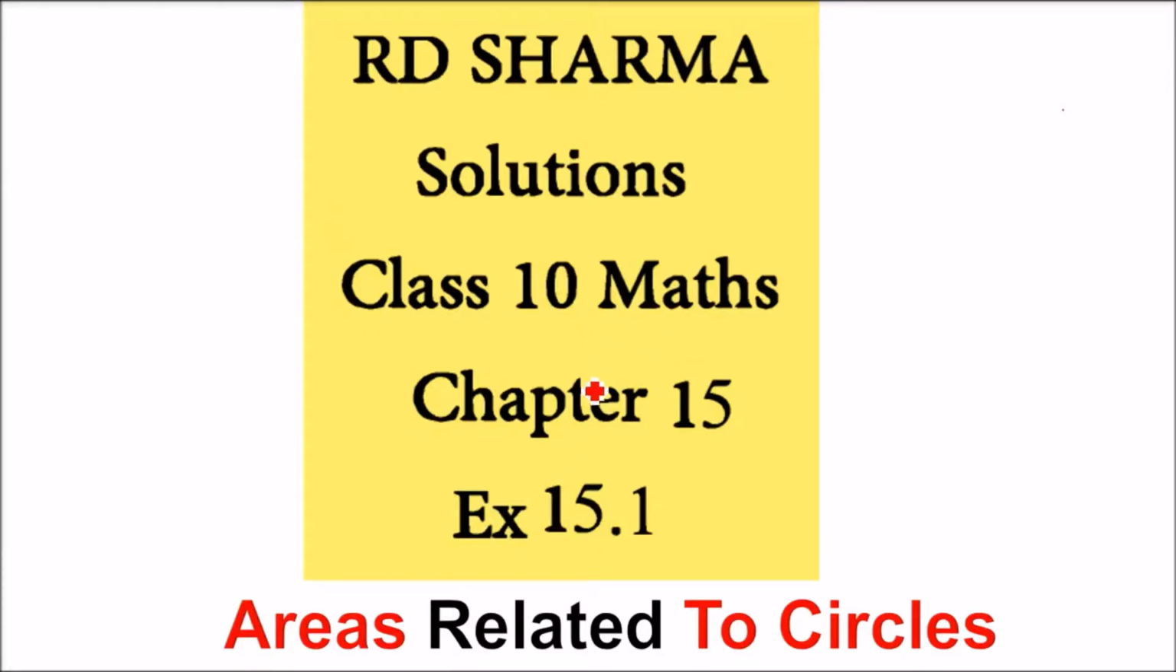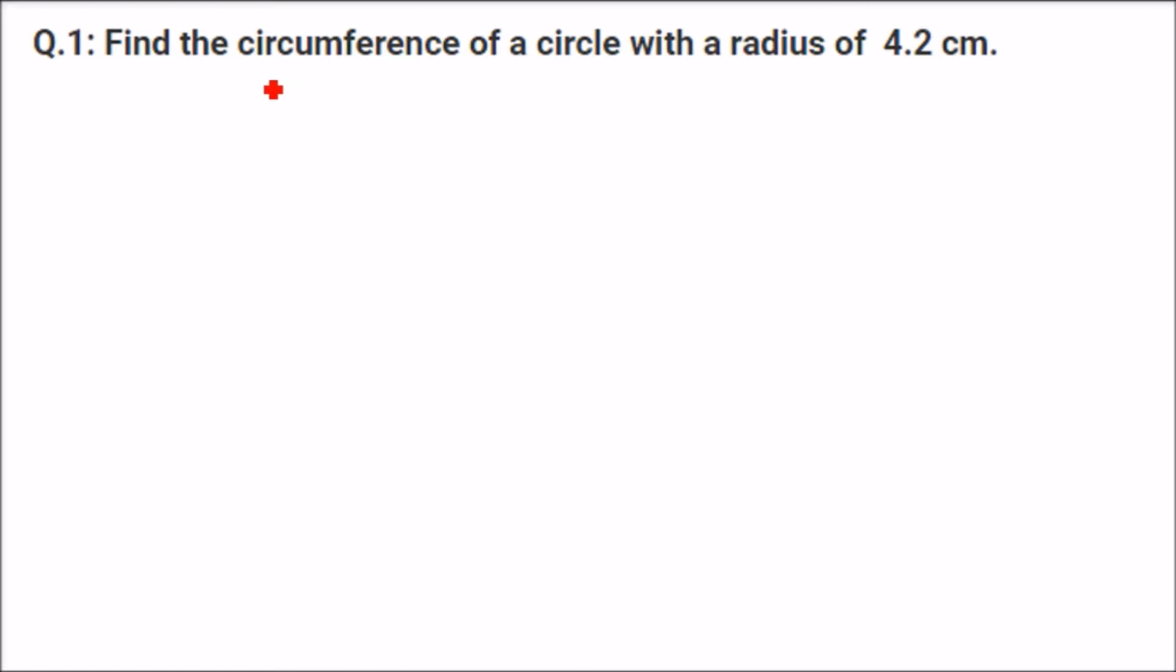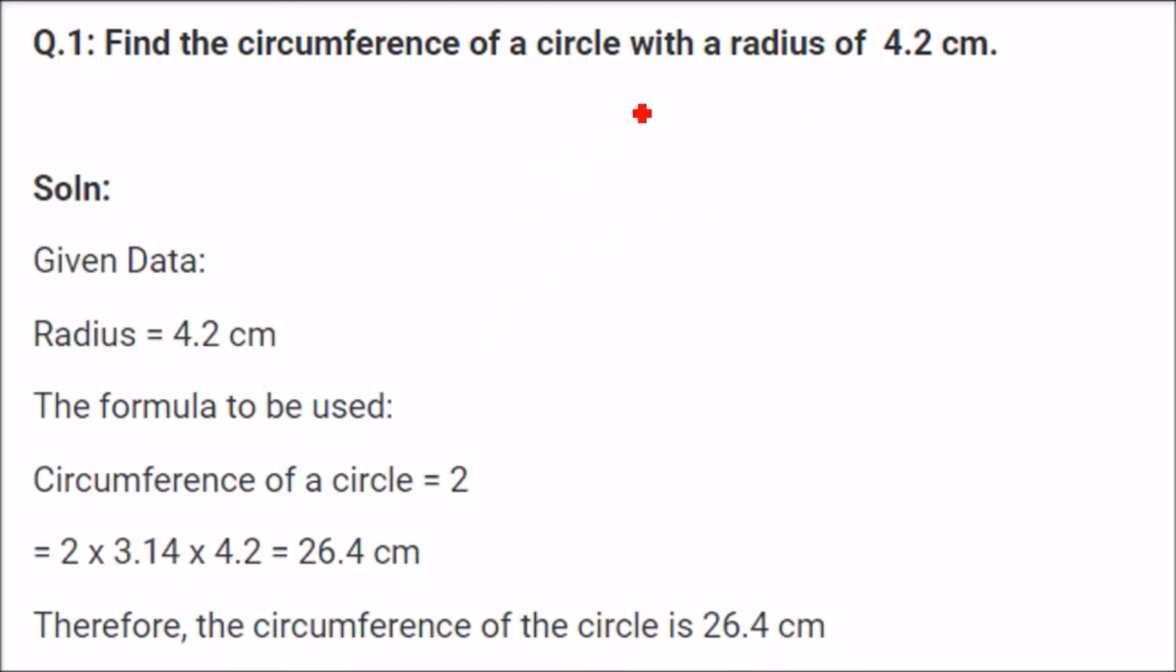We are taking R.D. Sharma Solutions, Class 10 Maths, Chapter 15, Exercise 15.1. Areas related to circles. In various versions of the book, this chapter is somewhere statistics also, but we'll be seeing areas related to circles. First question is, find the circumference of a circle with a radius of 4.2 centimeter.